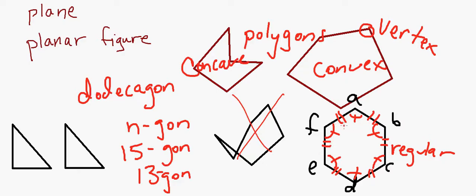The polygon with the fewest number of sides is the triangle. Triangle is called an equilateral triangle when it's regular. All the angles in an equilateral triangle are 60 degrees. 60, 60, 60.